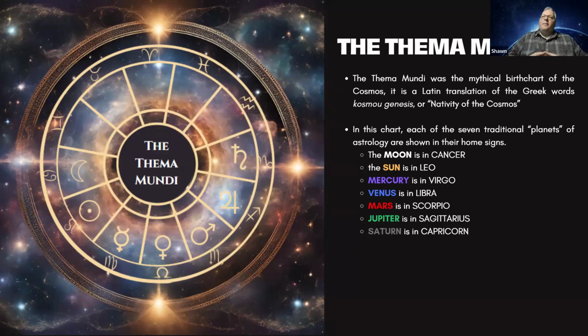And what you will see here, and this is the lore behind the Thema Mundi, is that in this chart, all the planets are arranged in a very particular order in their signs. So the moon is on the ascendant. The ascendant, remember, in astrology, is the sign that was on the horizon at the time of birth. And so if we're talking about the nativity of the cosmos, Cancer, the sign of the moon, was on the ascendant, indicating the time of incarnation. Next was the sun in its sign of Leo, Mercury in Virgo, Venus in her sign of Libra, Mars in his sign of Scorpio, Jupiter in Sagittarius, and lastly, Saturn in Capricorn.